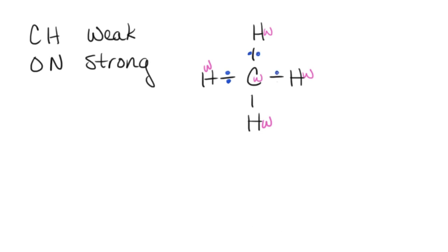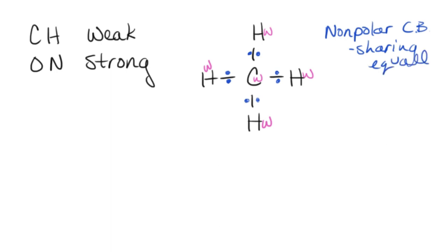And I'm just going to draw those electrons on here so that you can visualize better what we're saying. So in this case, all 4 of the bonds are exactly the same, and these are going to be non-polar covalent bonds. Again, because we are sharing equally. Now, that's not always going to be the case.